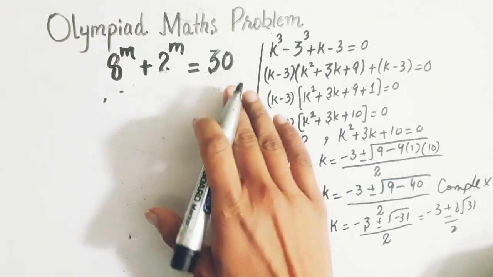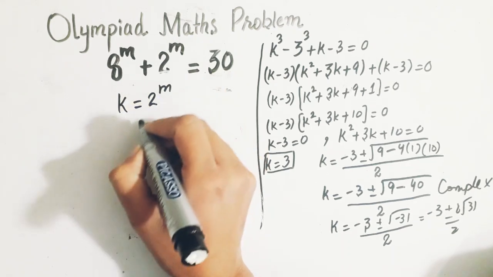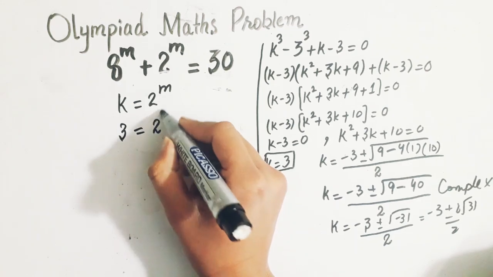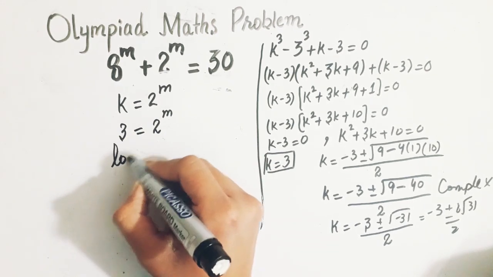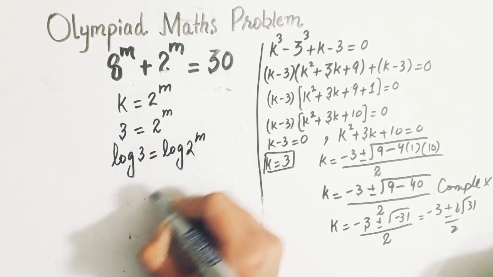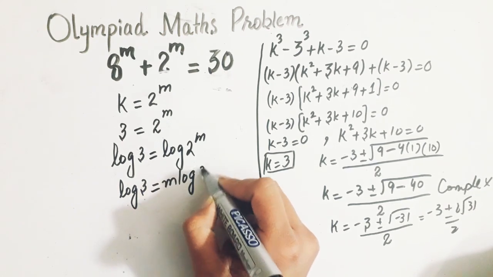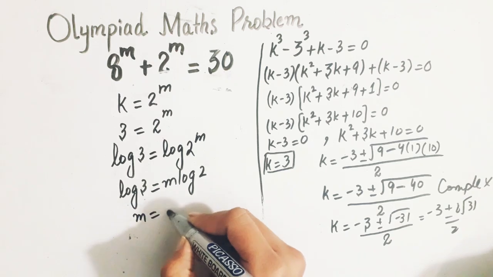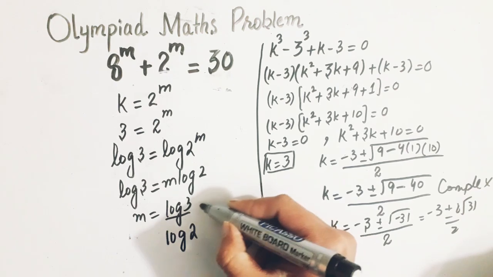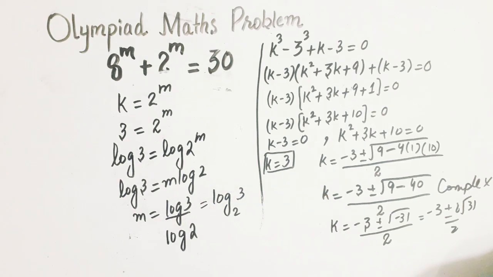So we have supposed that k equals 2 raised to power m. That means k is 3, so 3 equals 2 raised to power m. Now take log on both sides. So log of 3 equals log of 2 raised to power m, which is m times log of 2. That means m equals log of 3 divided by log of 2. So this is log base 2 of 3. This is the value of m.